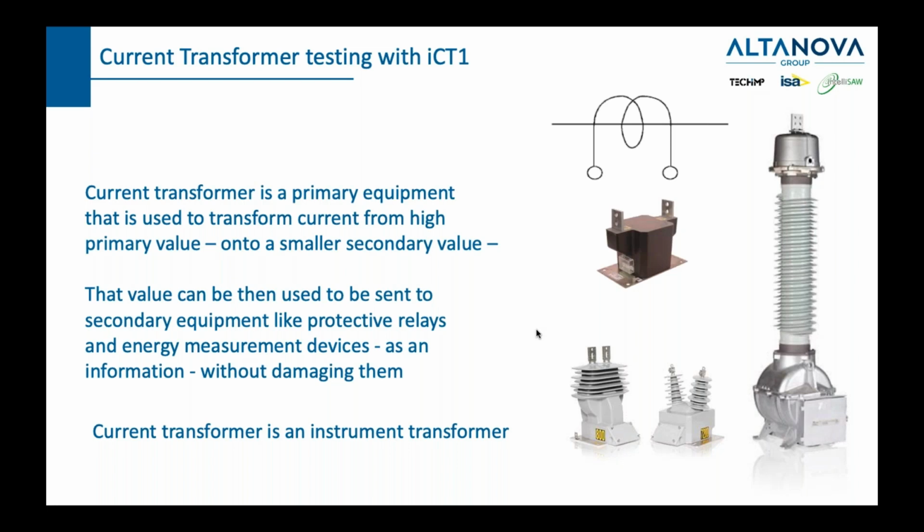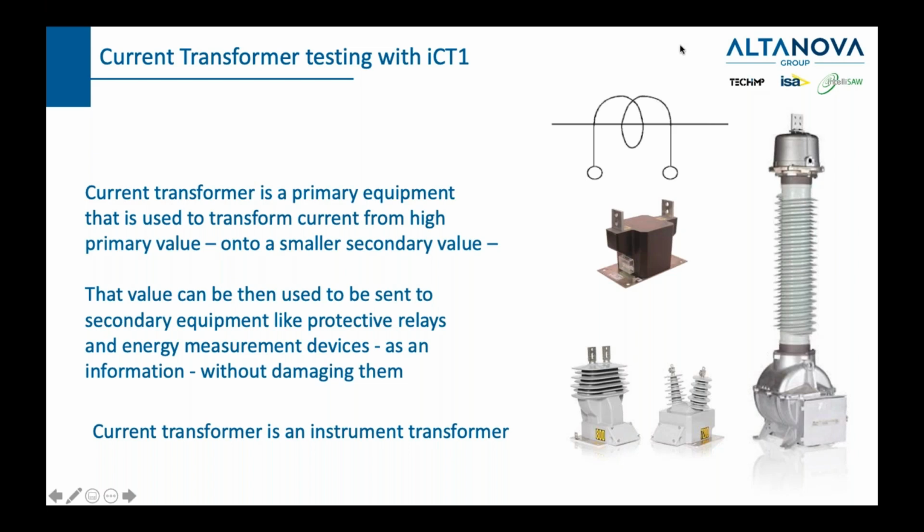And the current transformer is an instrument transformer. With that, we wanted to say that current transformer is basically the eyes of protective relays and metering devices. We cannot directly connect a high primary current, which is running through an overhead line or a cable, onto a protective device like a relay or onto a measurement device, because in doing so, we would burn those devices. So in order not to do that, we need to reduce that current.